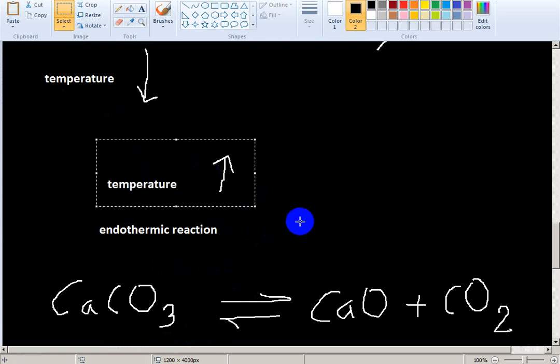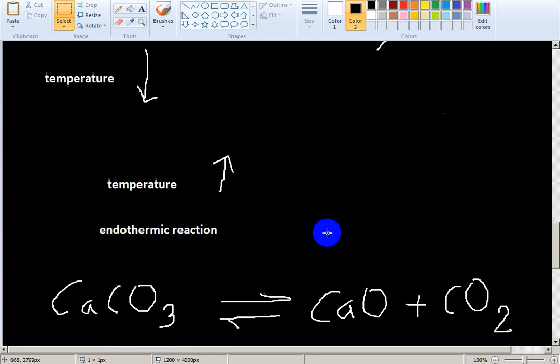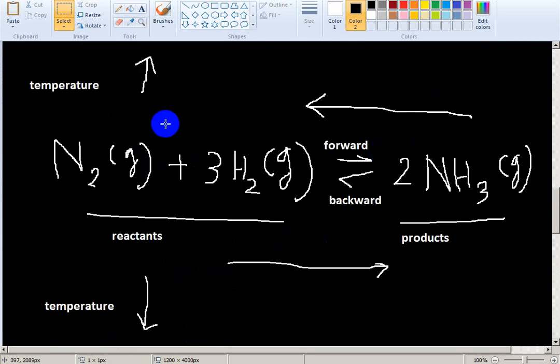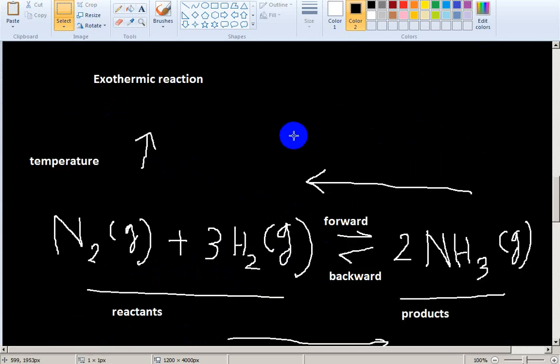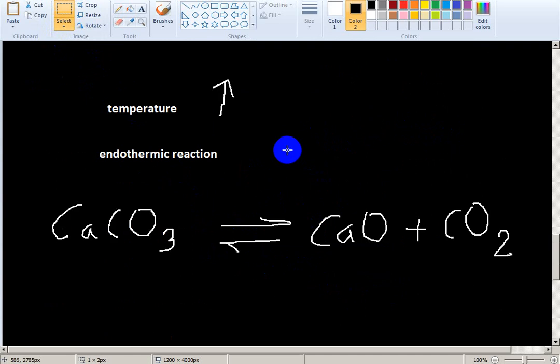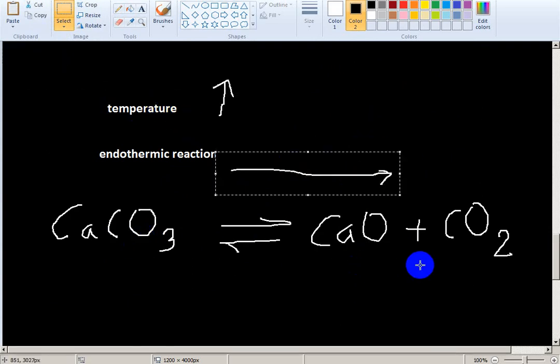For this reaction, if I increase temperature, the reaction will move from... For exothermic reaction, if temperature increases, the reaction moves from right to left. When temperature increases in an endothermic reaction, it will be left to right. The reaction will move from left to right. Calcium carbonate forms calcium oxide and carbon dioxide.